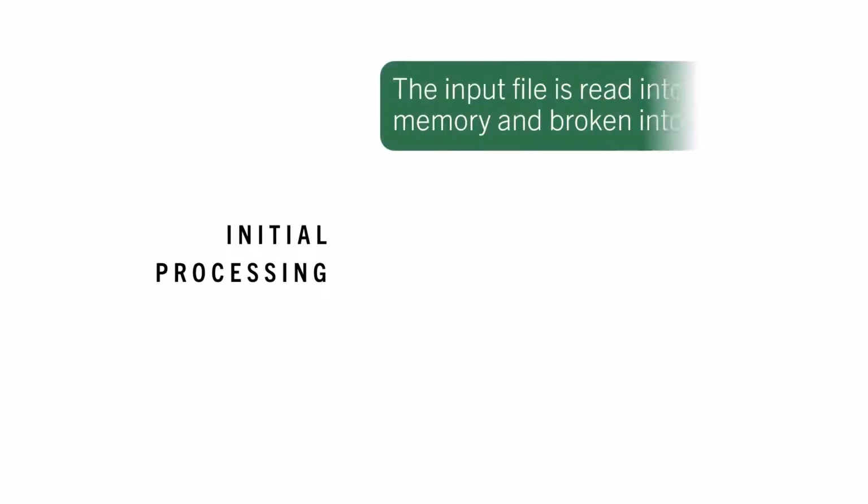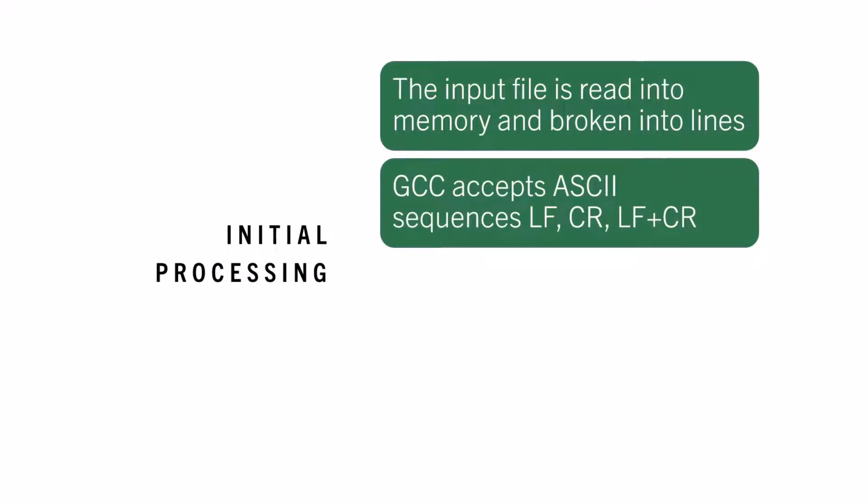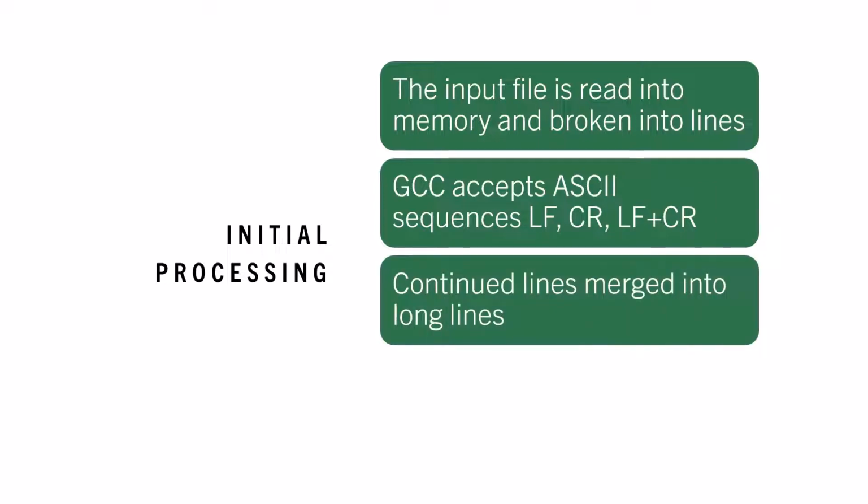Something called initial processing that it does, which includes reading the input file into memory and breaking it down into lines, depending, of course, on where we place our carriage returns. And GCC accepts ASCII sequences like line feed or carriage return or a combination of both. Continued lines are merged into long lines.